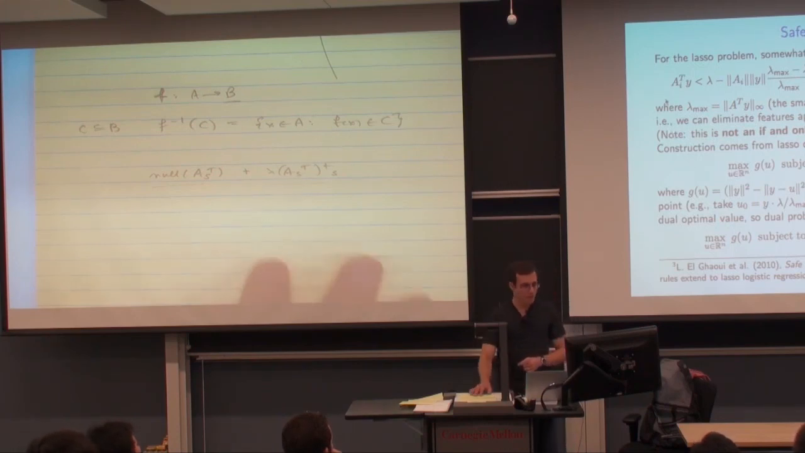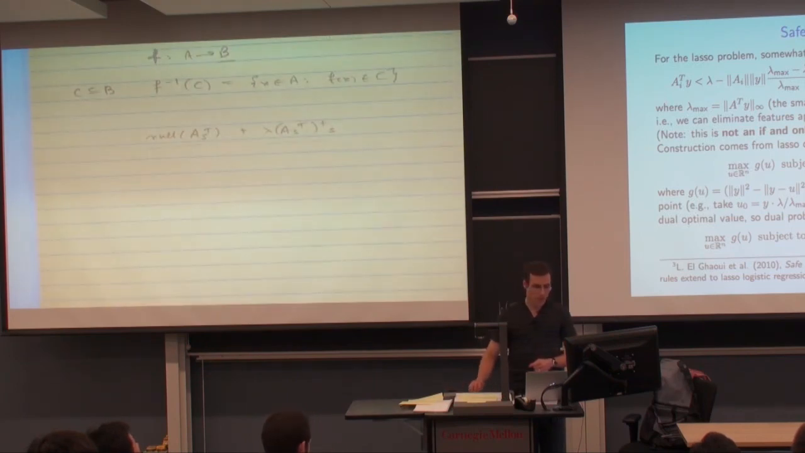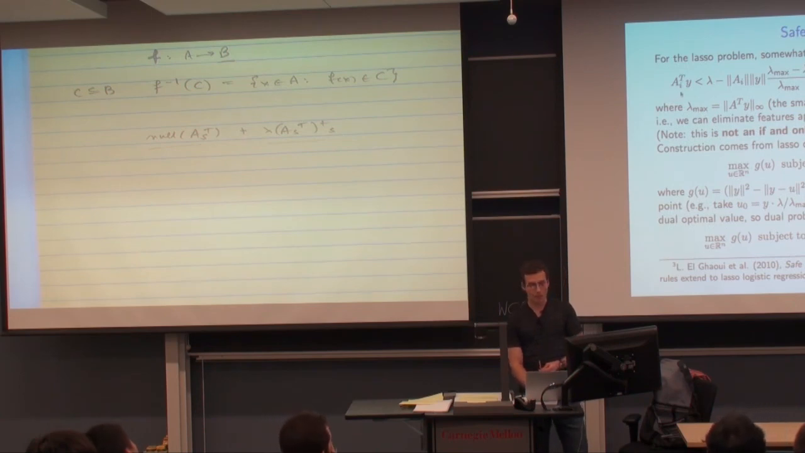The paper claims that I can write down this rule on the slide: before I solve the problem, I can take the ith predictor and look at its inner product with y, and if the absolute value of that is smaller than lambda minus the norm of a_i times the norm of y times some function of lambda, where lambda max is defined as the largest value of lambda that gives 0 in all of the components of the lasso solution. It's actually just this right here.